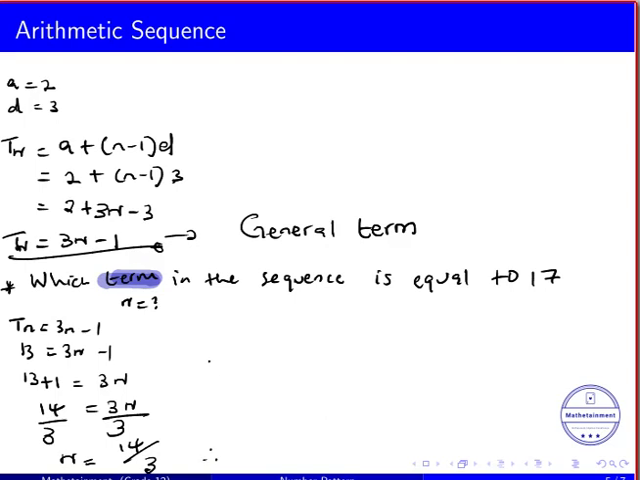Therefore, you conclude, because your n is always a natural number, it cannot be a fraction. Therefore, 13 is not in the sequence.